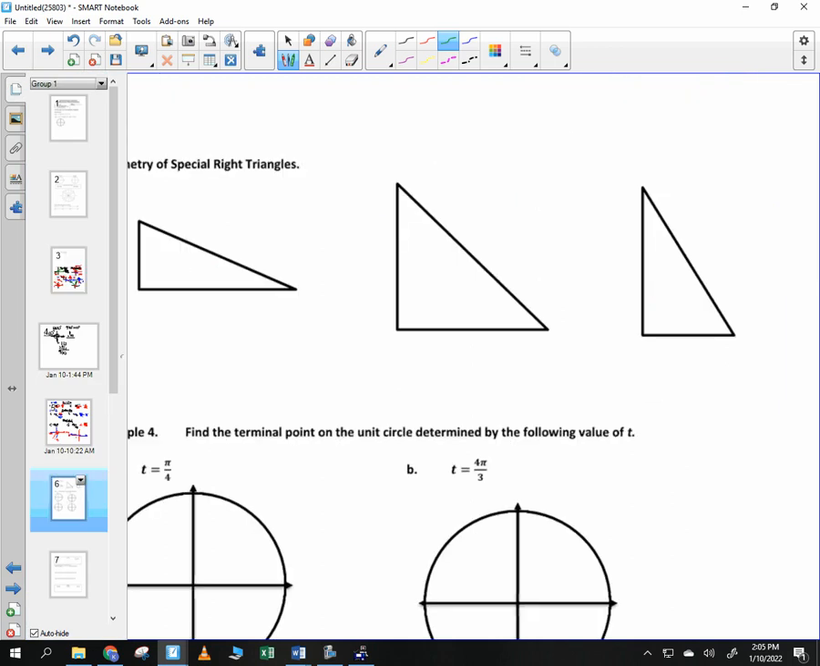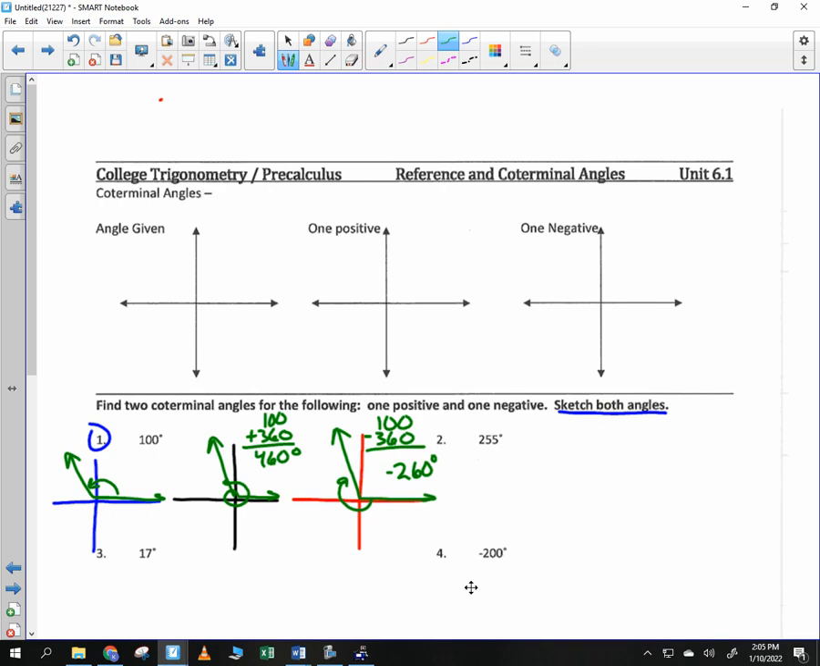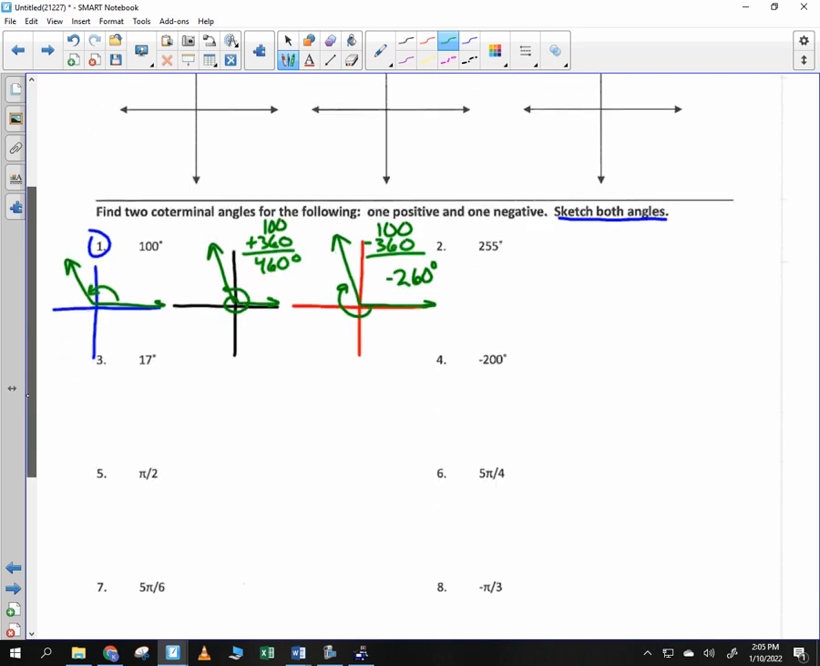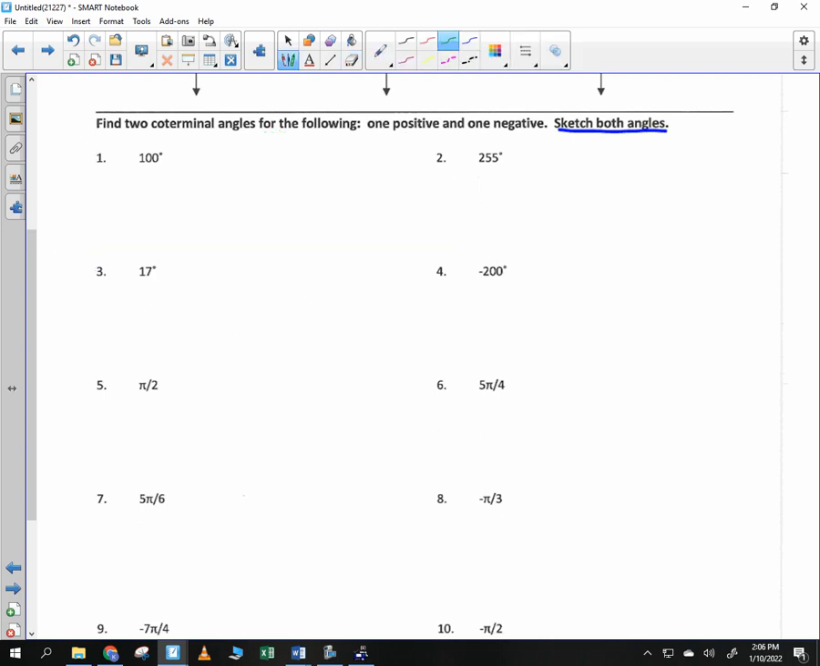Okay, so flip to that next spot in your homework. Let's do a couple problems together. Make sure you're set to go there. We're going to do problems number 1 and 6 together in your assignment. Make sure that you're good to go. It says find 2 coterminal angles for the following. Find one that's positive and one more that's negative. So I'm going to draw 3 examples here.